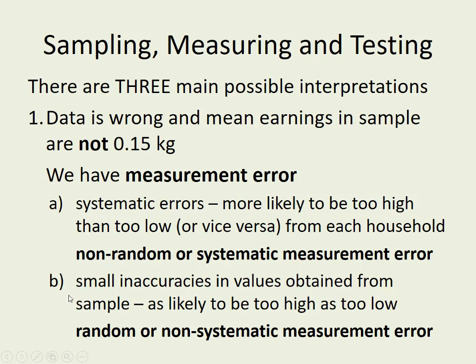Or it could be that there's no systematic problem, it's just random errors. People just slightly forget, or they over-report or under-report randomly. And this one's not quite so serious because the ones that are too high tend to balance out the ones that are too low. Whereas in the first one, where it's systematic, that's going to lead you overall, even if we take the average, to the wrong answer. So they both can cause inaccuracy, but the first one, systematic, is more serious. Okay, so those are the two ways we get measurement error.